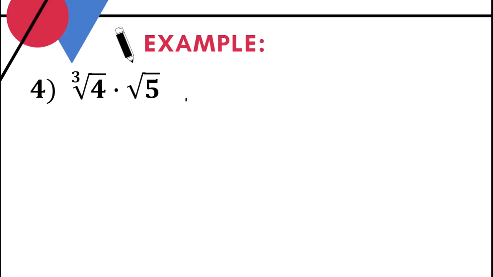Example, cube root of 4 multiplied to square root of 5. The two given radical expressions have different indices. To get the product, we follow the steps in case number 2. Step 1, find the LCM of the indices 3 and 2.